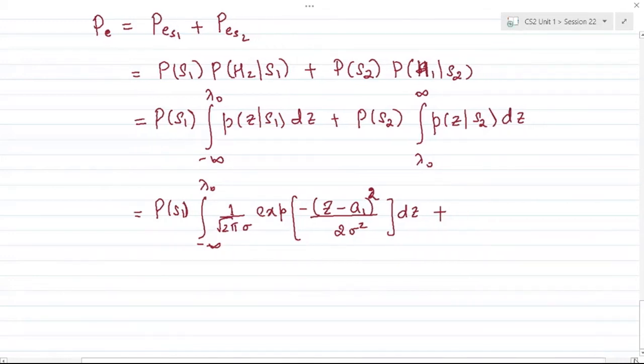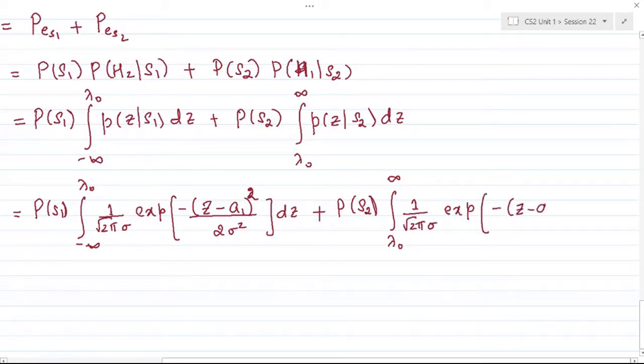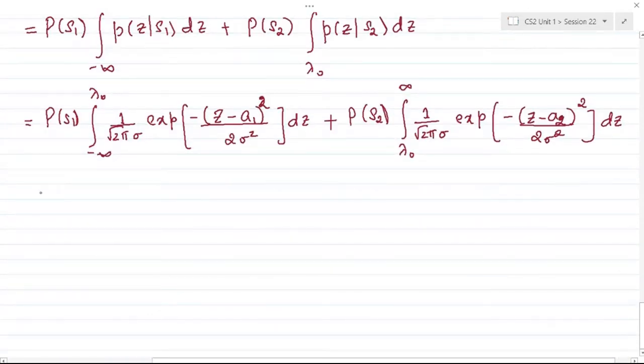this is exactly the same as what we have done for the two symbols case in the last session. But here this is with non-equiprobable symbols. We'll get a similar expression, don't worry. It's a repetition of what we have done in the last class, but this will give us the most generic expression: 1 over root 2 pi sigma exponential of minus z minus a2 the whole square divided by 2 sigma square dz. If you recollect, yesterday we made substitutions, so let's do the same process.